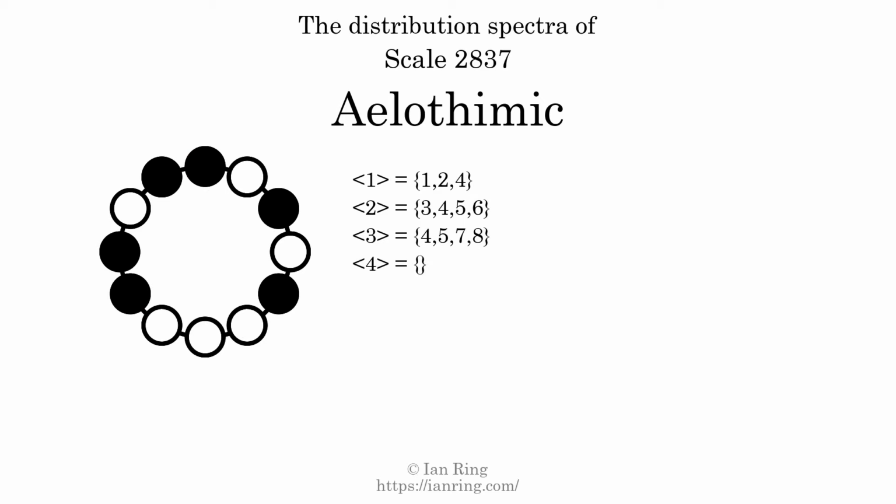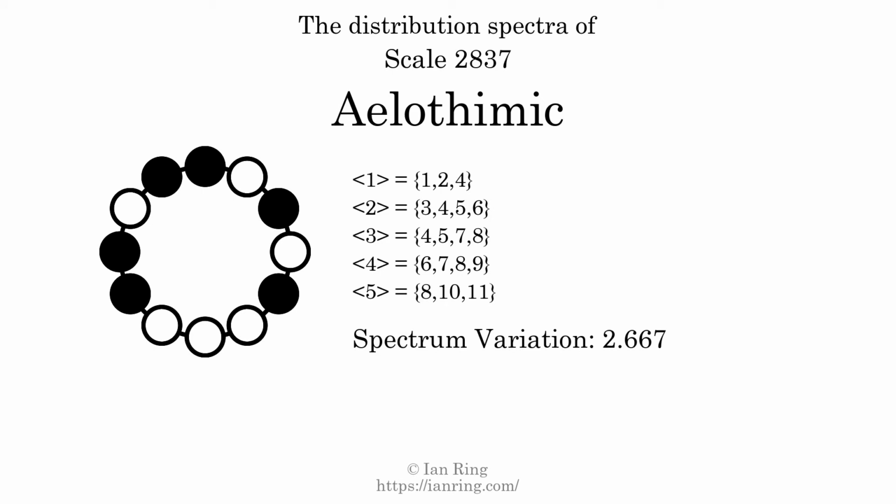The generic interval of 4 scale steps comes in 4 different specific interval sizes. 6 semitones, 7 semitones, 8 semitones, and 9 semitones. The spectrum width of this generic interval is 3. And finally, the generic interval of 5 scale steps comes in 3 different specific interval sizes. 8 semitones, 10 semitones, and 11 semitones. The spectrum width of this generic interval is 3. The spectrum variation is the sum of all the widths, divided by the number of tones.